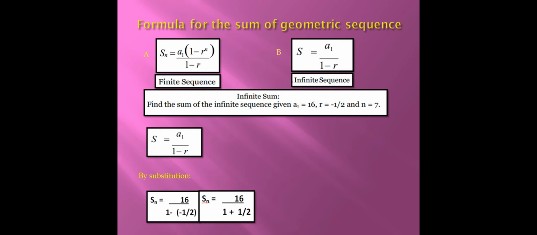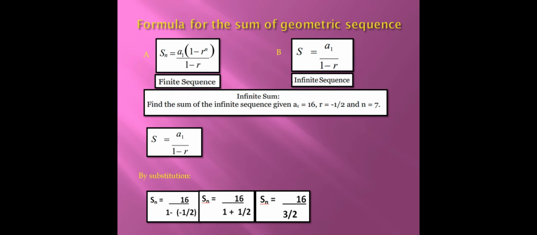So S sub n equals 16 over 1 plus 1 half. So positive na, negative times negative is positive. Yan. So S sub n now is equal to 16 over 3 halves, because 1 plus 1 half is, of course, 1 and 1 half, and it is 3 halves. So from mixed fraction to fraction.